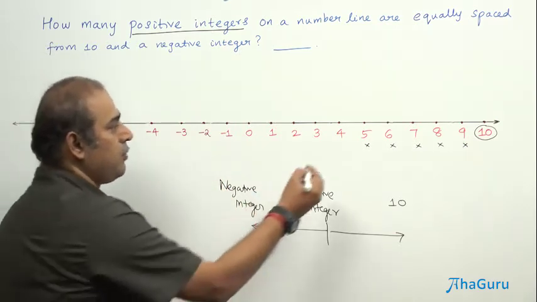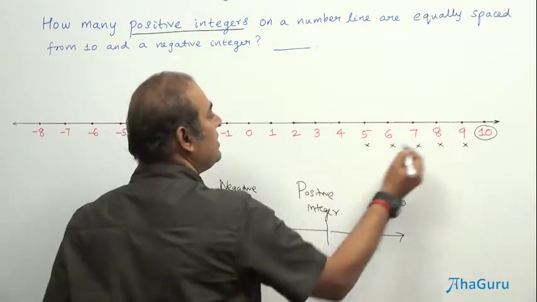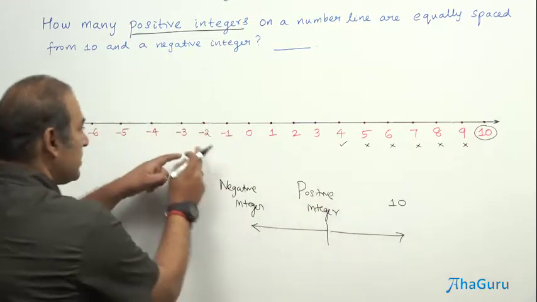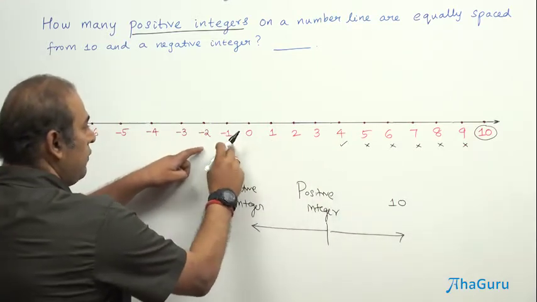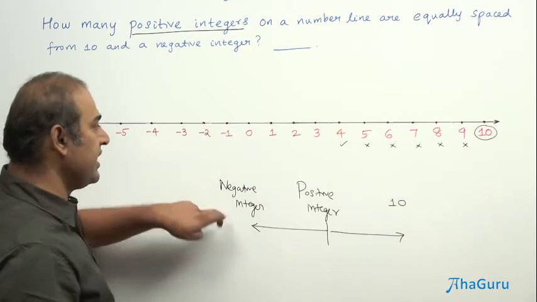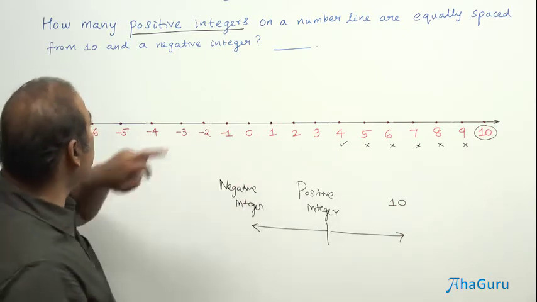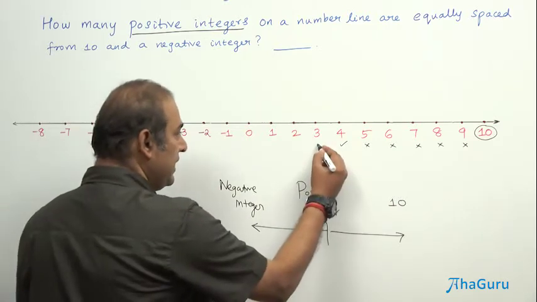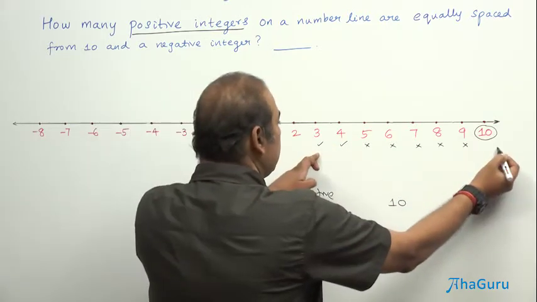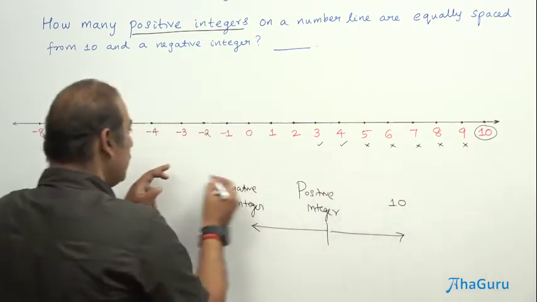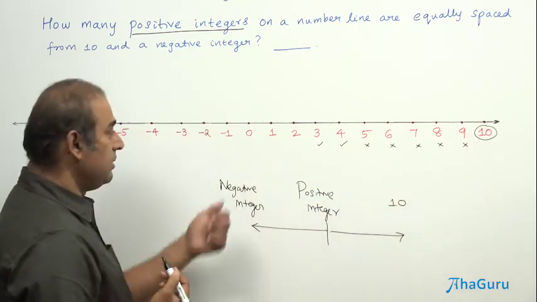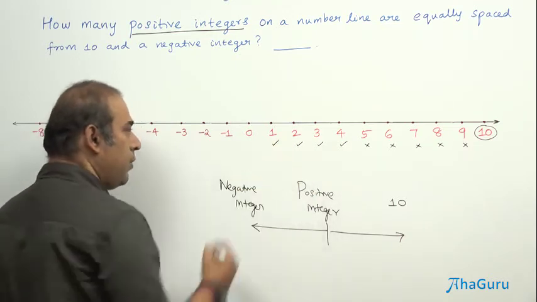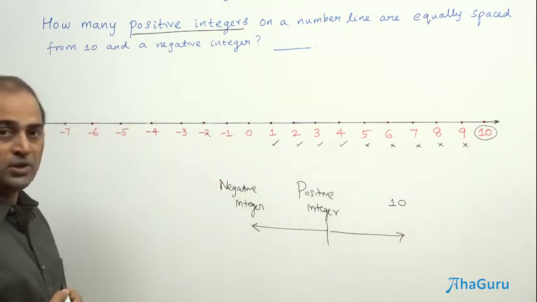So if you take 4, how much is 4 from 10? 4 is 6 away from 10, and if you go 6 left, 1, 2, 3, 4, 5, 6, it's going to be minus 2, which is a negative integer. So 4 satisfies, but that is not the only number. Let us take 3. 3 to 10 is a 7 gap, and if you go 7 back, you are going to get a negative integer because you are going to cross 0. Similarly, you can verify for 2, you can verify for 1, and obviously 0 is neither positive nor negative.